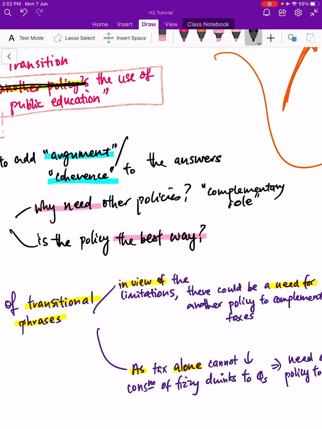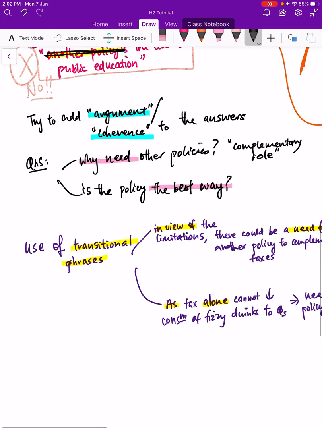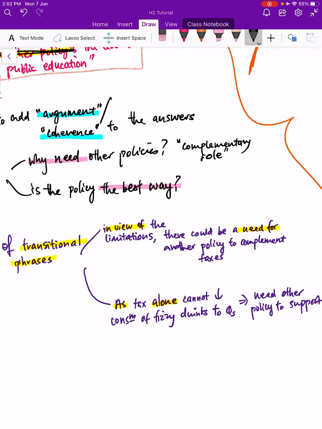So there is no real one policy that can be the best for both the short term and the long term. Okay, so I want you to try to use transitional phrases. I've given you some examples over here. So: "in view of the limitations of tax, there could be a need for". The highlighted phrases are "in view of" and "a need for".